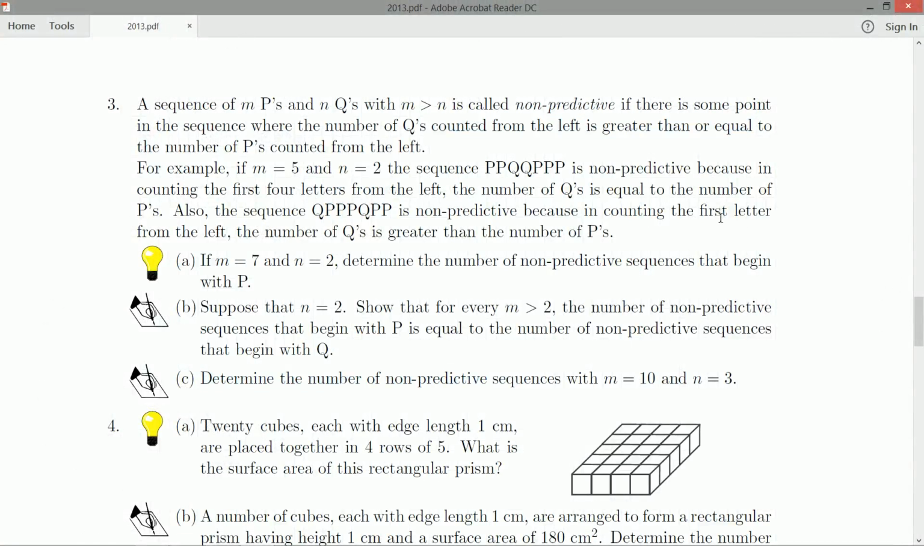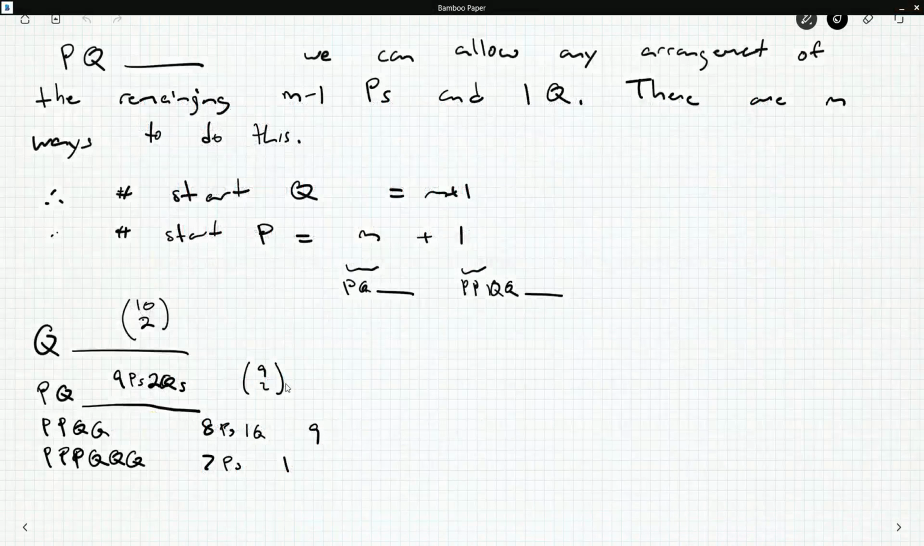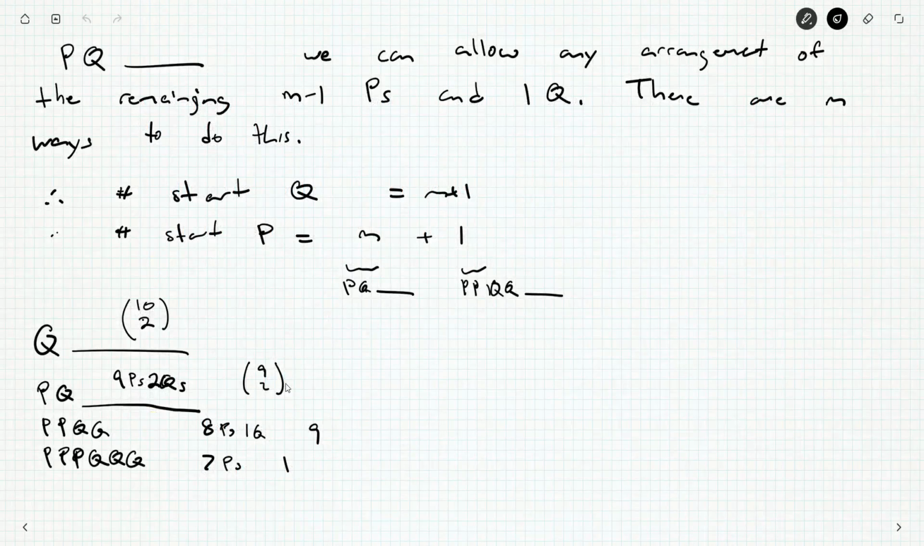Because I was wondering maybe, is there a way to sort of build up with our definition, like let Pn be the number of non-predictive sequences that start with P of length n, and Qn be the ones that start with Q, and then I could add anything onto the end of one of these ones, and I can really add anything onto the end of one of these ones. I don't know. I think there might be some merit in that, but I don't want to develop it. I don't want to waste time, so I'm just going to go ahead and do this.